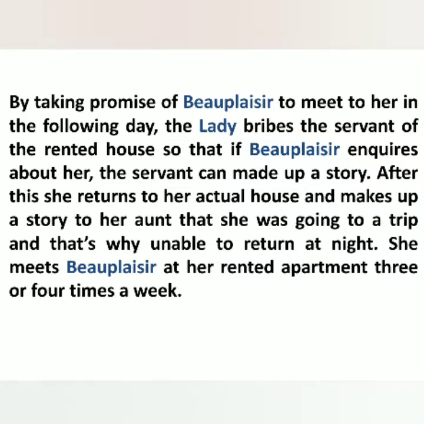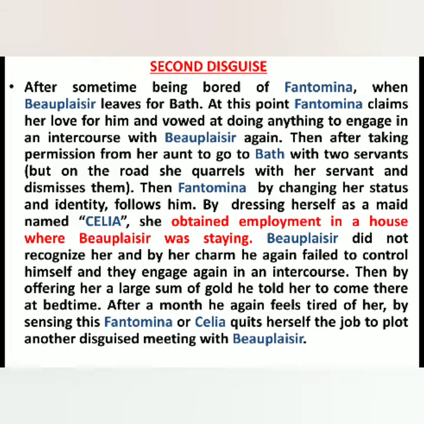Okay. So now comes the second intrigue, or the second disguise, of the lady. After some time, being bored of Fantomina, Beauplaisir wishes to leave for Bath for a summer vacation. Fantomina wishes to go with him but he rejects. So at this point, Fantomina claims her love for him and vows to do anything to engage in intercourse again with Beauplaisir. Then, after taking permission from her aunt to go to Bath with two servants for a vacation, she also leaves for Bath.